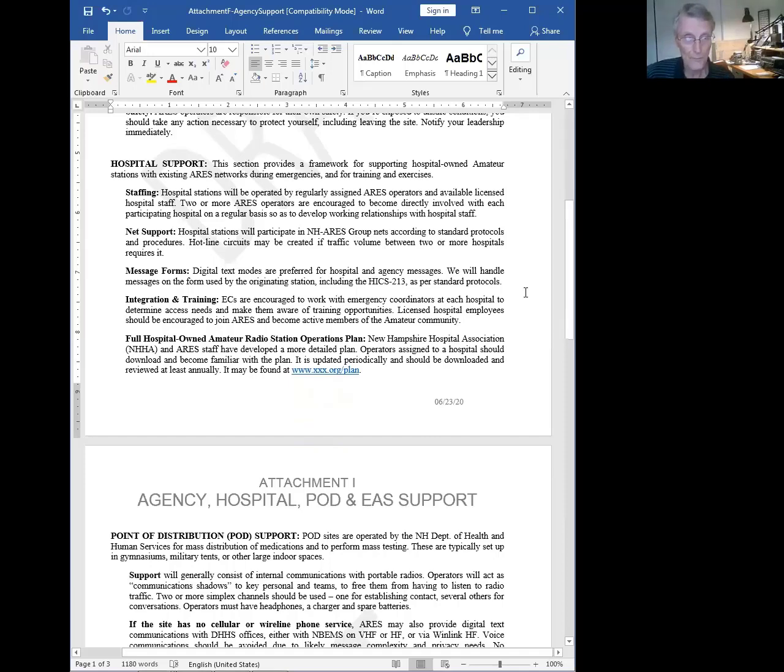Hospital support, basically the same kinds of things. Although I'm very pointed here about the hospital stations will be operated by regularly assigned ARES operators and available licensed hospital staff. The regularly assigned part is really important. Anybody who works with the hospitals knows this firsthand. If you don't have a relationship with the hospital, good luck walking in the front door to help them, no matter how much they need your help. Those guys are checklist people. If you don't have credentials, if you're not on their list, good luck.